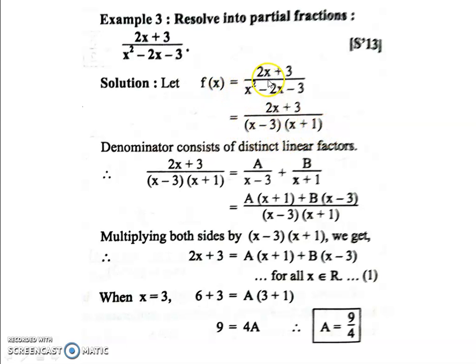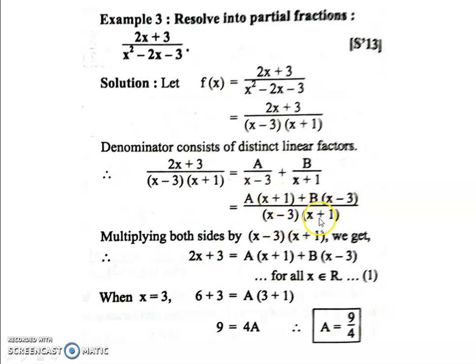So f of x is equal to 2x plus 3 upon x square minus 2x minus 3. This quadratic equation has factors x minus 3 and x plus 1. So 2x plus 3 upon (x minus 3)(x plus 1). So capital A upon distinct factors, that means these factors are not the same. So capital A upon x minus 3 plus capital B upon x plus 1. We have to take the cross multiplication. We derive A(x plus 1) plus capital B into (x minus 3).